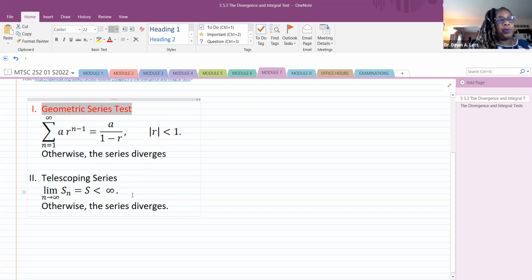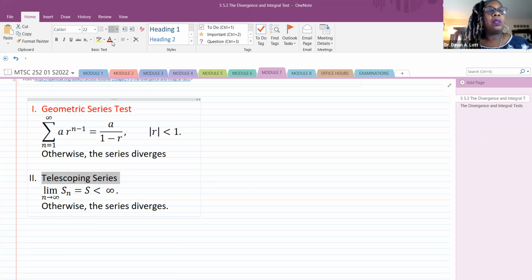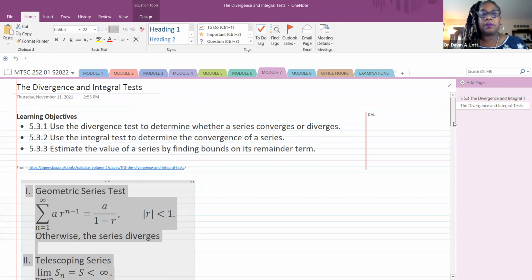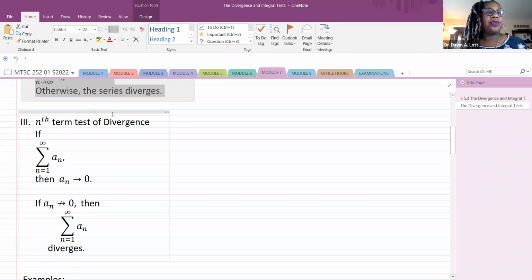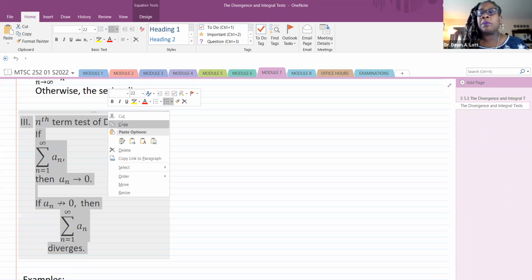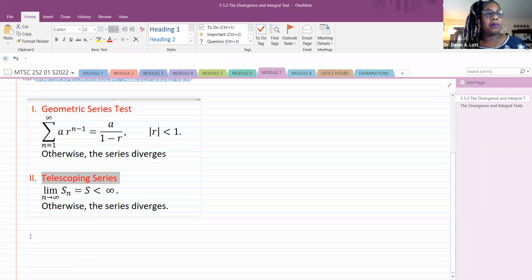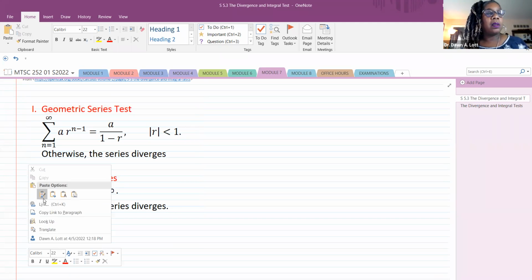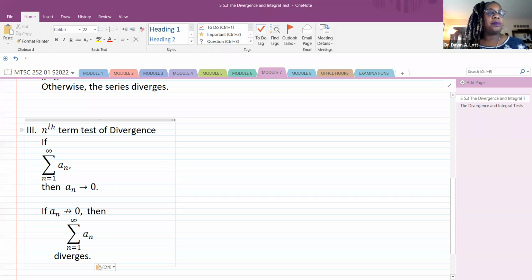Then we looked at the telescoping series, and for the telescoping series, we can find the nth partial sum. And then we look to see if that nth partial sum gives us a number. If it does, the series converges. Otherwise, the series diverges. So we just completed those two. I told you there are 12. Okay, so we are looking at the next one. So the next test is the nth term test of divergence. So this is test number 3.